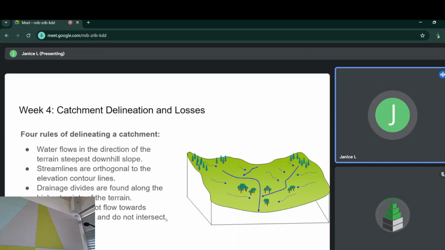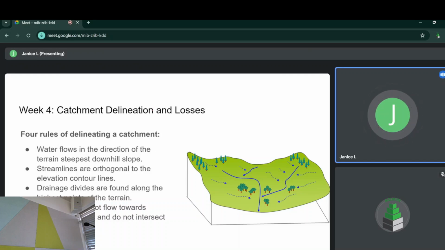And if the left slope of a peak is steeper than the right slope, the water is going to flow down the left slope because it's easier. Path of least resistance, steeper, it aids the flow. Number 2, streamlines are orthogonal to the elevation contour lines. So if you had contour lines drawn across a hill, across a gully, across the terrain, streamlines, which are just the direction of the water flow, are always going to be orthogonal, or perpendicular, 90 degrees to the elevation contour lines.